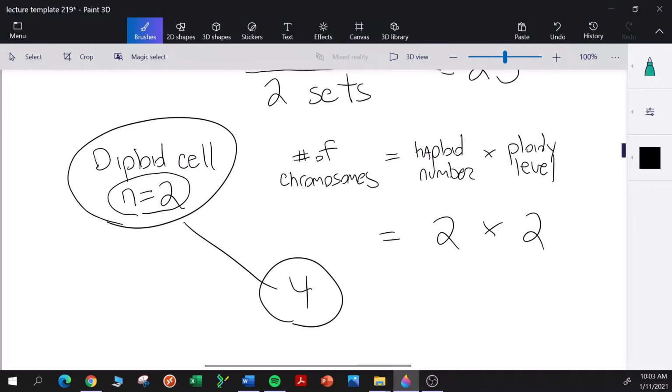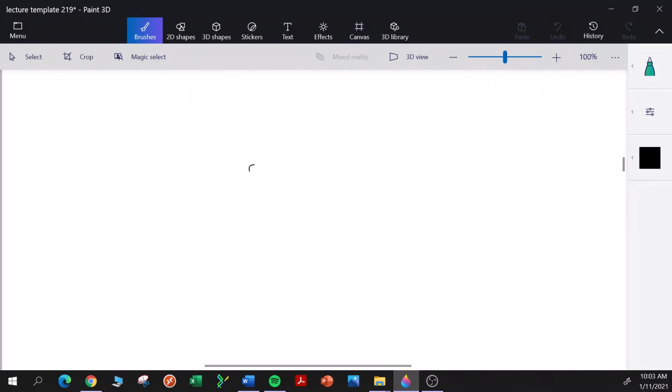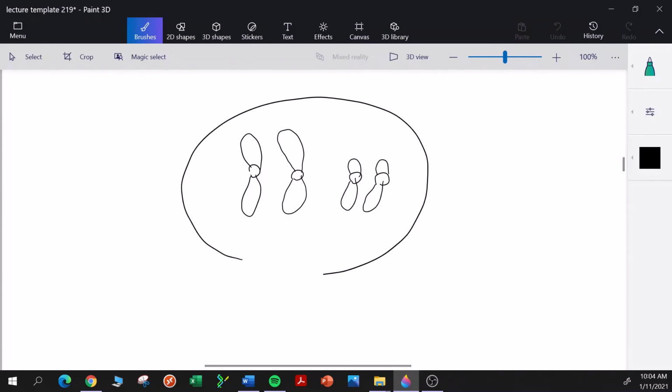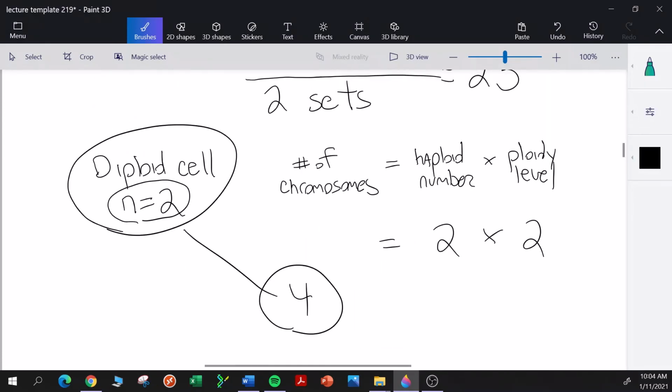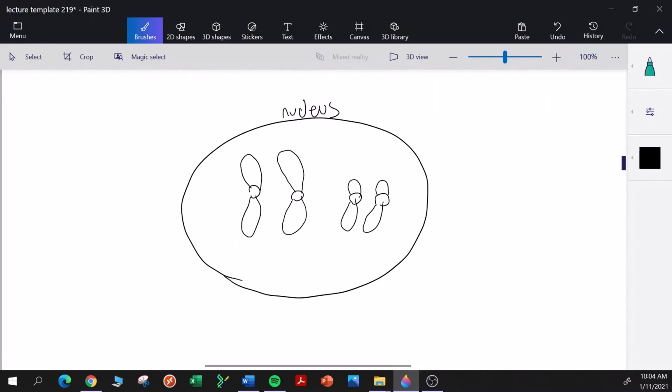And then what will we do? Usually we will diagram that. And if you remember from lecture 1, diploid cells have pairs of homologous chromosomes. So we're going to have 2 pairs of homologous chromosomes here for 4 chromosomes total. And okay, that's how I would often start to diagram. This would be a nucleus in that cell. This is how I would start out a problem. When the problem starts with a diploid cell with an n equals 2, I would diagram it something like this.